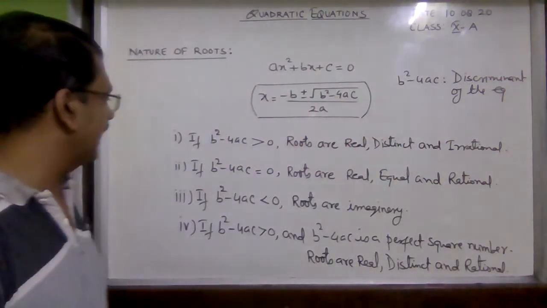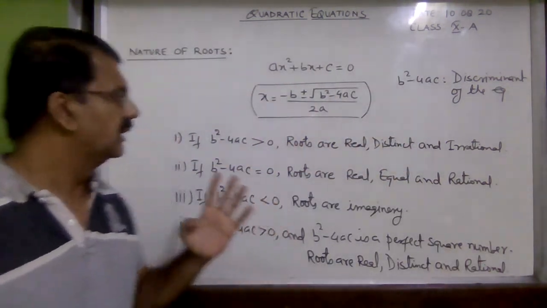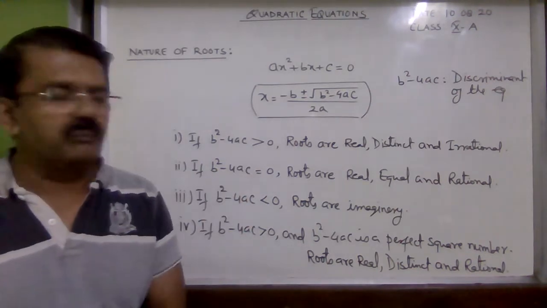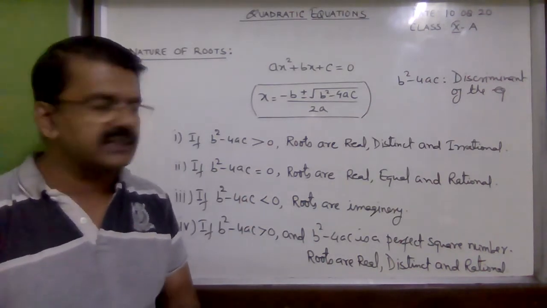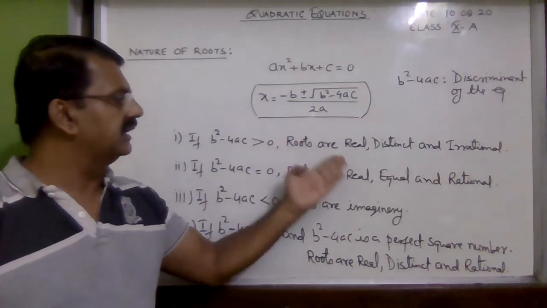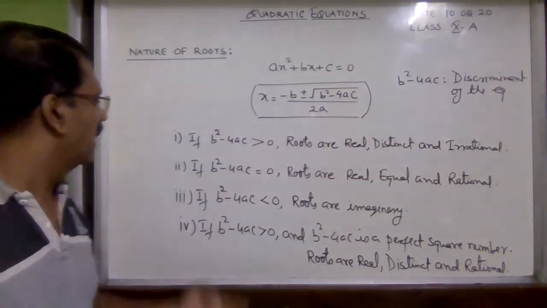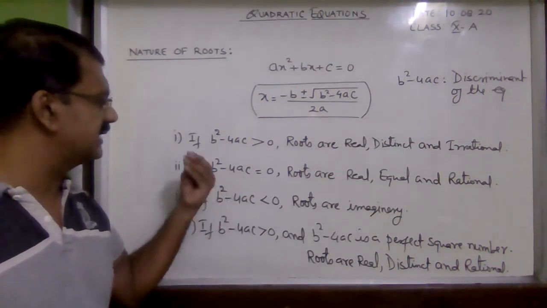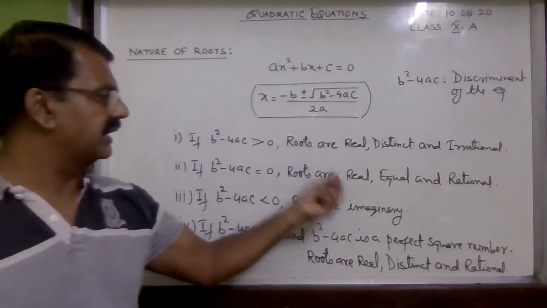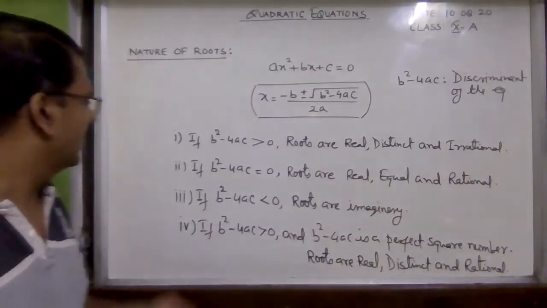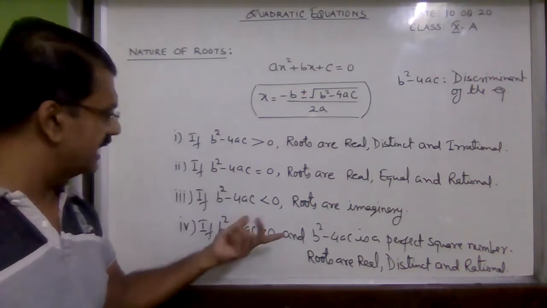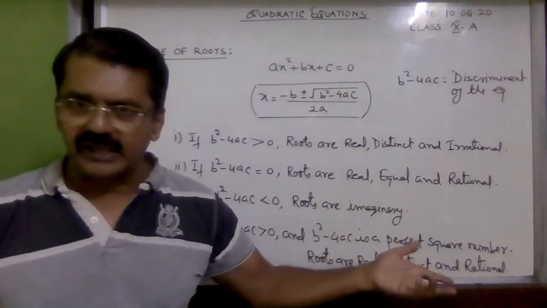Clear? So now I repeat, there are 4 conditions. When b square minus 4ac is greater than 0, then roots are real, distinct and irrational. When b square minus 4ac is equal to 0, roots are real, equal and rational. If b square minus 4ac is less than 0, roots are imaginary.